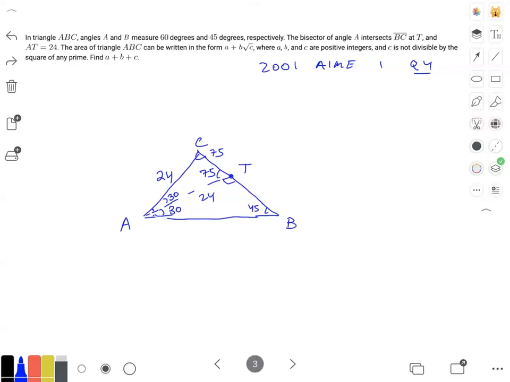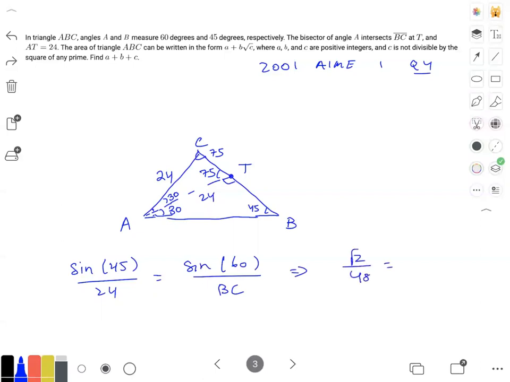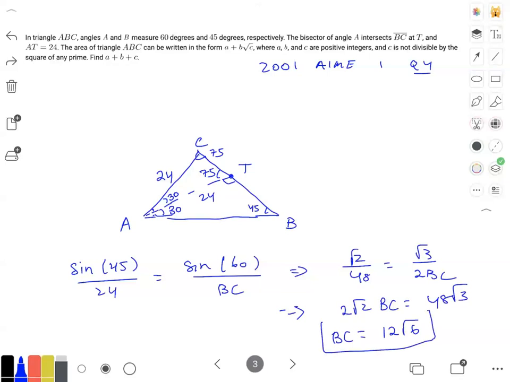Maybe I can apply some trigonometry. So I see we can use the law of sines in triangle ABC. Sine 45 over AC, which is 24, would be equal to sine of angle CAB, 60, over BC. So let's solve for BC. Sine 45 is root 2 over 2, so we get root 2 over 48 is equal to sine 60, which is root 3 over 2, over BC. Cross multiplying, 2 root 2 BC is equal to 48 root 3, and then dividing both sides by 2 root 2, you get BC is equal to 24 times root 3 over root 2, which is 24 times root 6 over 2, which is 12 root 6. Okay, so we have BC is equal to 12 root 6.